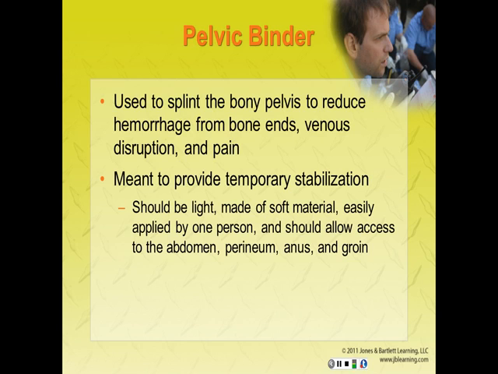Pelvic binders are used to splint the bony pelvis to reduce hemorrhage from bone ends, venous disruption, and pain. Pelvic binders are meant to provide temporary stabilization until definitive stabilization can be achieved. Generally speaking, these binders should be light, made of soft material, and easily applied by one person, and they should allow access to the abdomen, perineum, anus, and groin for exam.